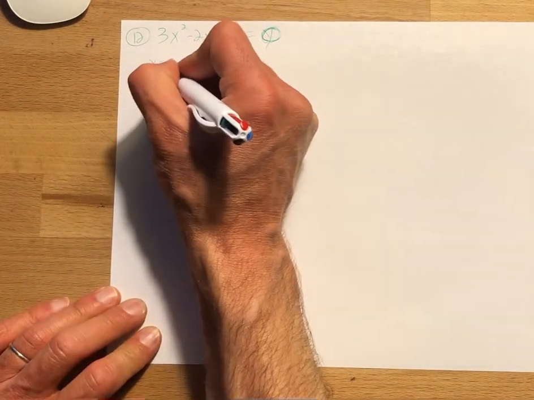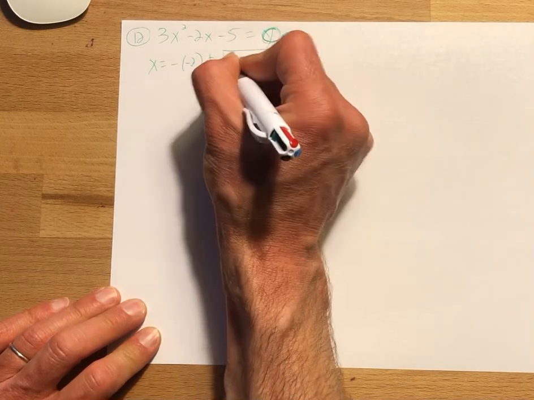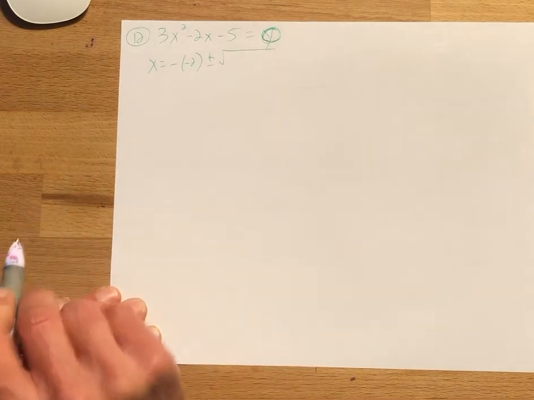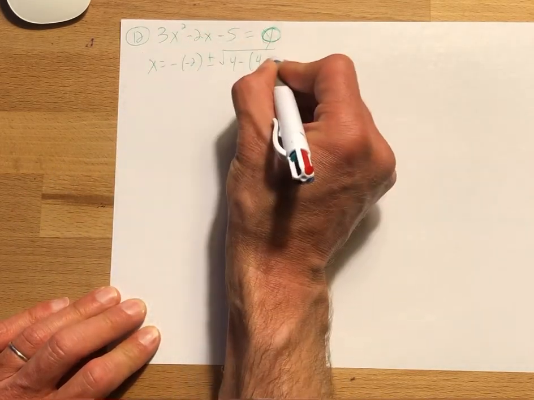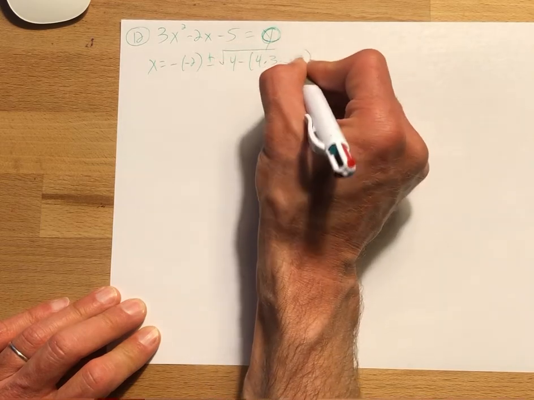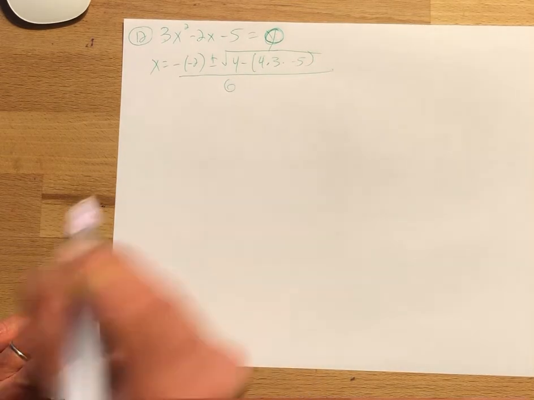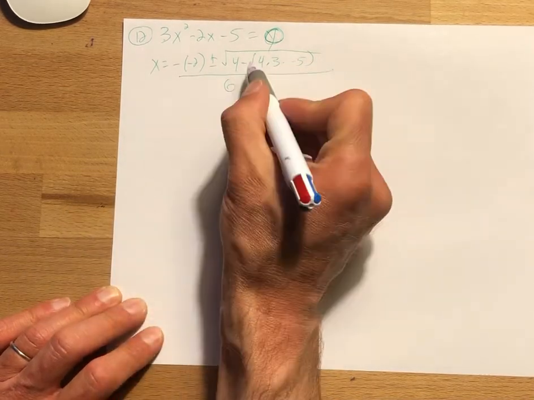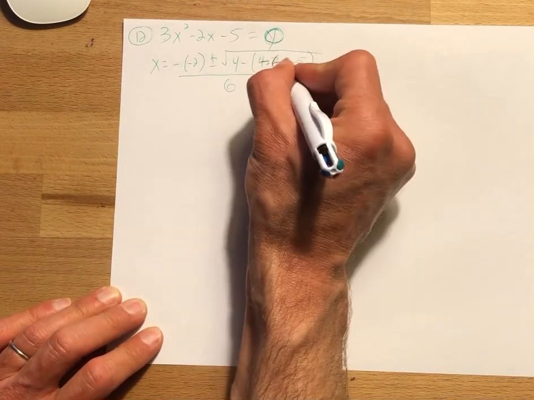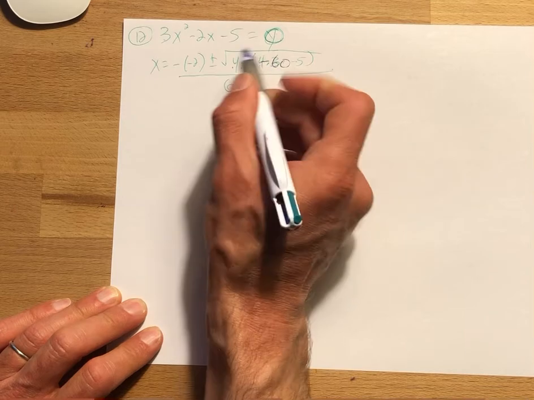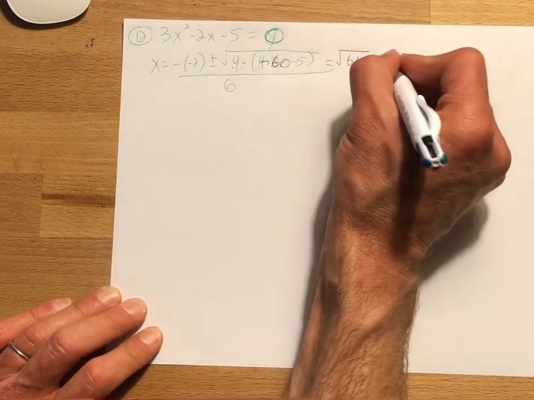So I'm going to say x equals negative b plus and minus the square root of b squared, so negative 2 squared is 4, minus, parenthesis, 4 times my a times my c, all divided by 2 times your a. I'm just going to do a couple steps ahead. All right, so let's do this. 4 times 3 is 12. 12 times negative 5 is negative 60. 4 minus a negative 60 is the square root of 64, which is equal to 8.